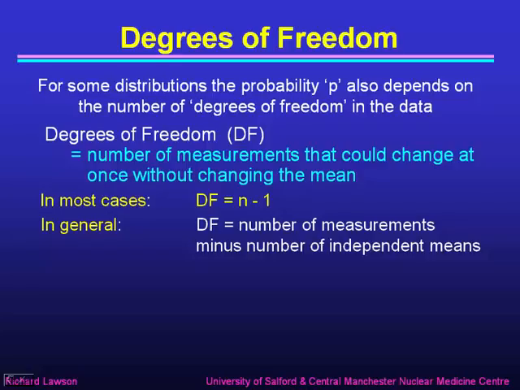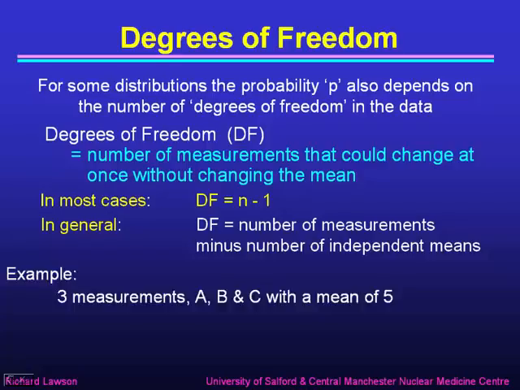But in general, it's the number of measurements minus the number of independent means which have been calculated from the data. Let's take an example. Suppose we've got three measurements A, B and C, and we know that they've got a mean value of 5. If we have some people A, B and C allowed to choose values for these parameters, then A and B can freely choose any number they like, but C has no choice at all. He is forced to take the value which makes the mean of A, B and C add up to 5.